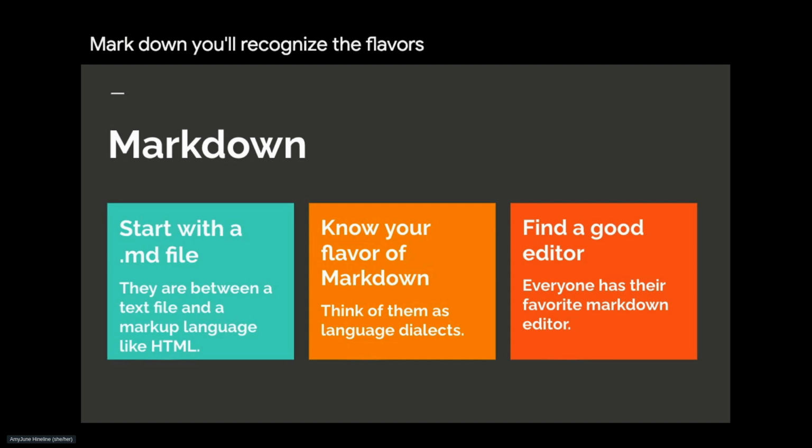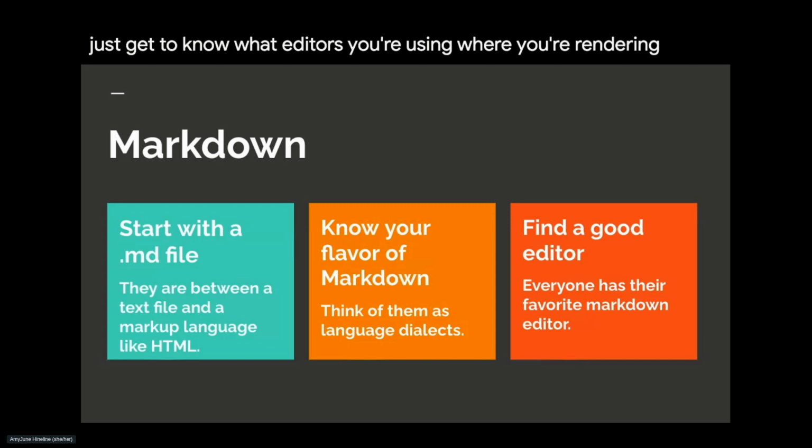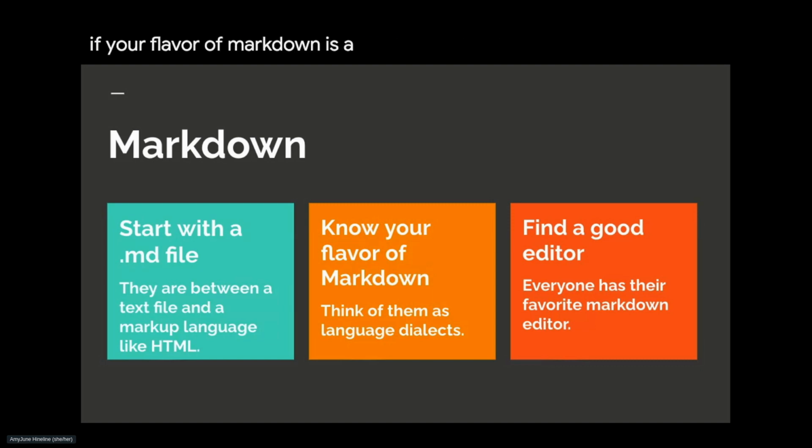I like to tell people it's like dialects. You know, people can tell I'm from California. Well, people can tell it's a GitLab Markdown style. So just get to know what editors you're using, where you're rendering it, and if your flavor of Markdown is appropriate for those spaces. Kind of do a little bit of homework.